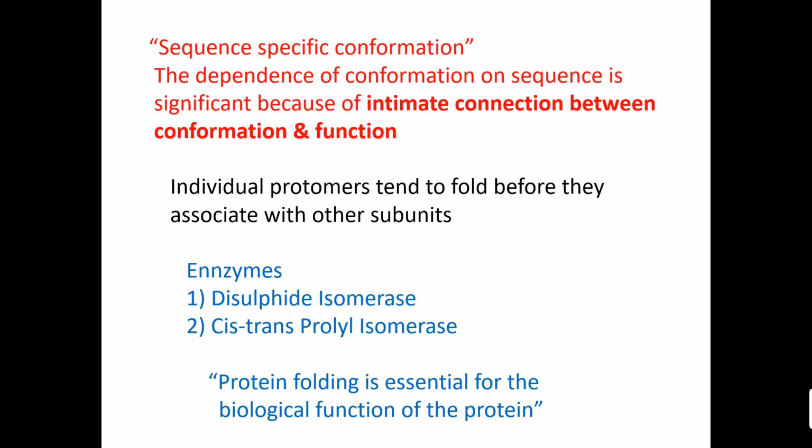And these individual protomers tend to fold before they associate with other subunits. There are 2 enzymes which take part during the folding process of a protein molecule. These are disulfide isomerase and cis-trans-prolyl isomerase. This protein folding is essential for the biological function of the protein.